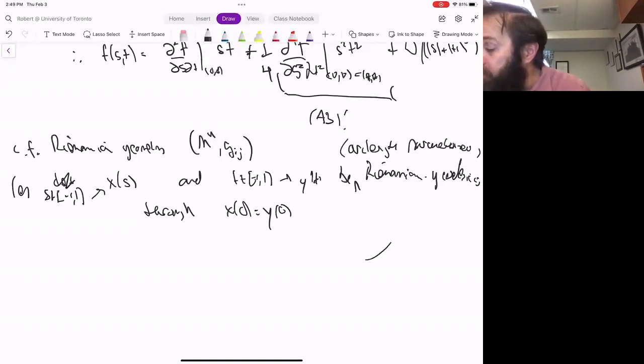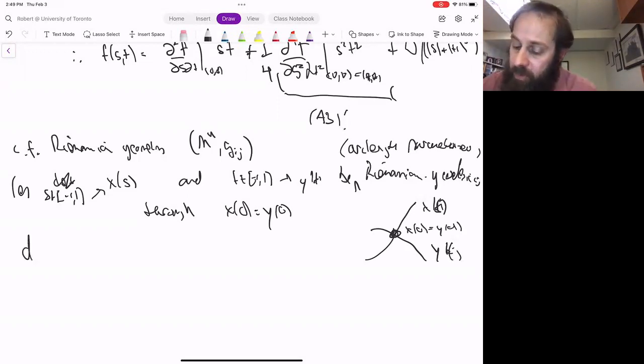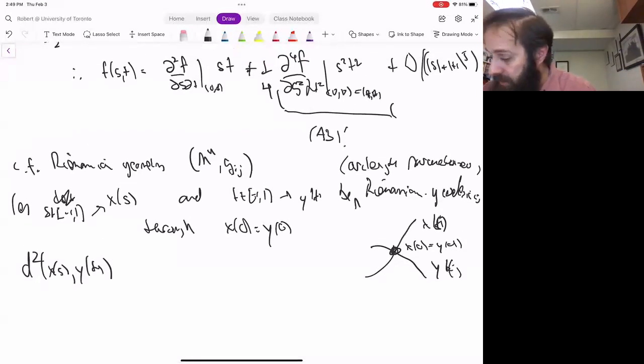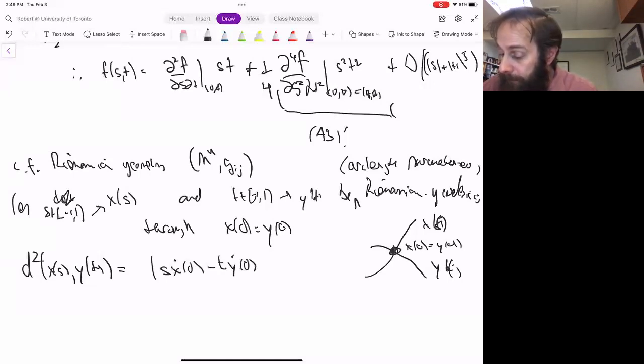So the picture is I have two curves, x(s) and y(t), such that when s equals t equals 0, they pass through the same point. And then the question is, what's the Riemannian distance squared between those curves? How does it depend on s and t? And if you do the kind of calculation we just did, you'll find that the leading order term is going to be something like s x dot 0 minus t y dot 0 squared in the Riemannian metric. Those are tangent vectors.